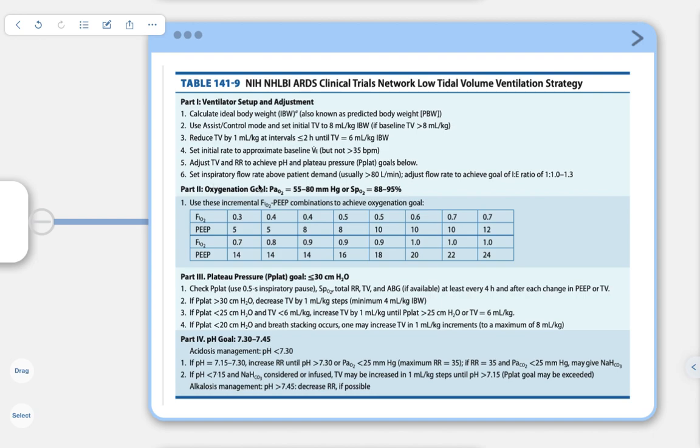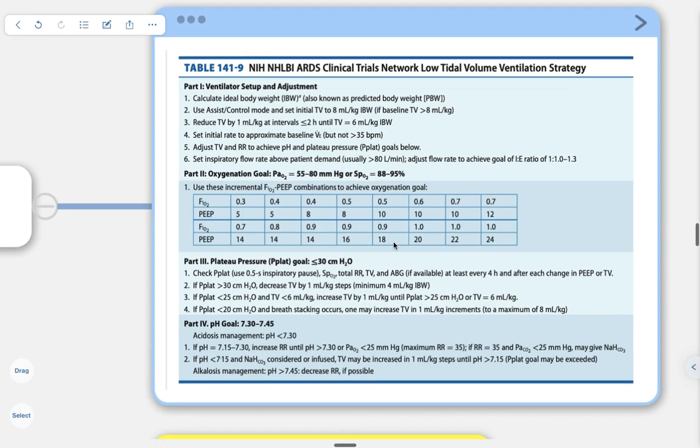Set the inspiratory flow rate above the patient demand, usually more than 80 liters per minute. Adjust the flow rate to achieve the goal of an I:E ratio of 1:1 to 1:1.3. The second part is oxygenation. The goal of oxygenation is a PaO2 of between 55 and 80 mmHg and a saturation between 88 and 95. So this is the table which we can refer to, using these incremental FiO2 and PEEP combinations to achieve the oxygenation goals.